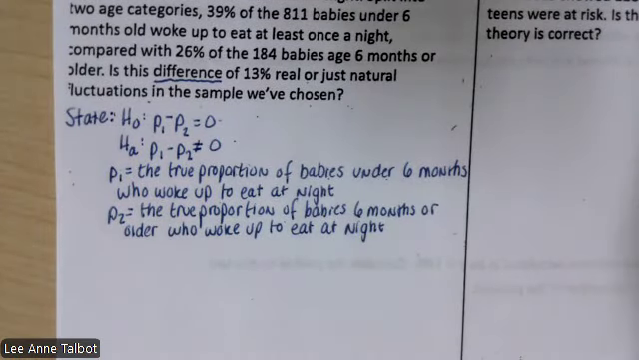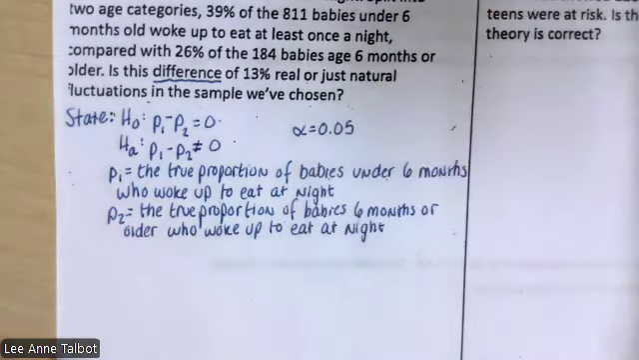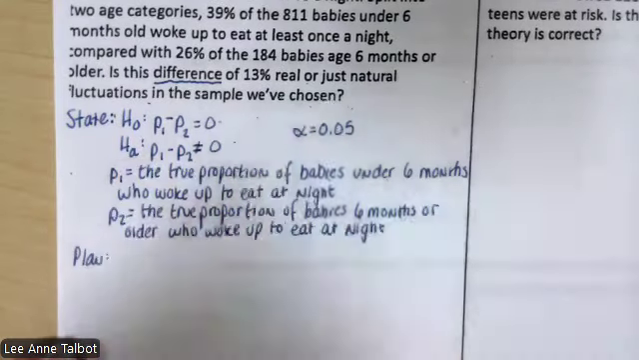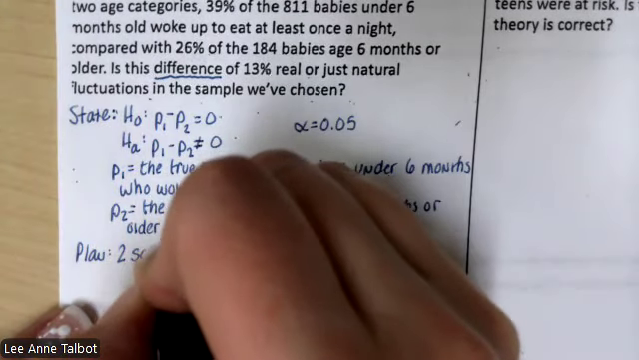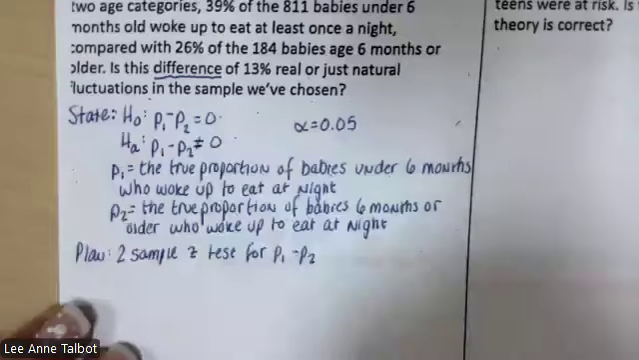And I need to do one more thing in the state, and that's alpha level, and it doesn't say, so I go with my happy medium. Then 2 sample Z test for P1 minus P2.